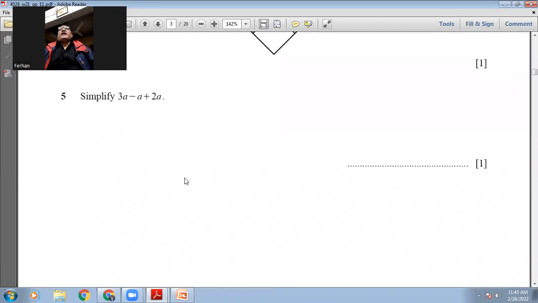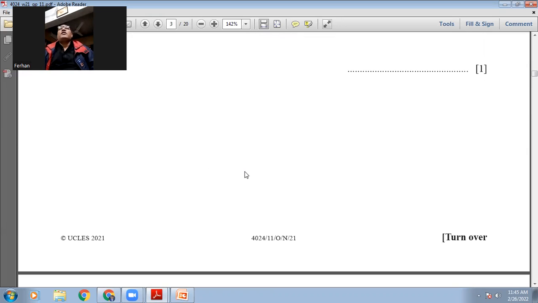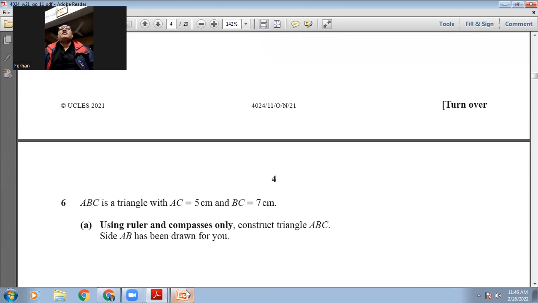So question number 5. Question number 5 says simplify 3a minus a plus 2a. All of them have the variable a. So it's a very simple question of algebra. You simply need to add and subtract them. So we add their coefficients. 3 minus 1, it will be 2, and 2 plus 2, that will be 4. So the final answer will be 4a. That's question number 5. Let me show you.